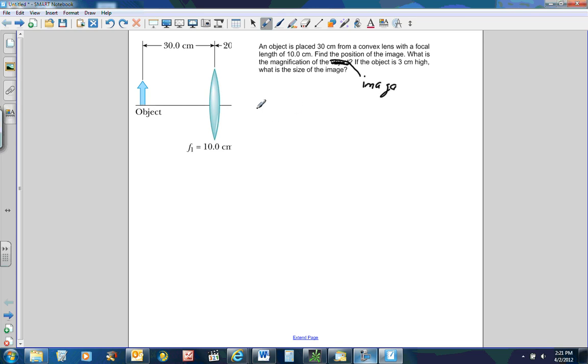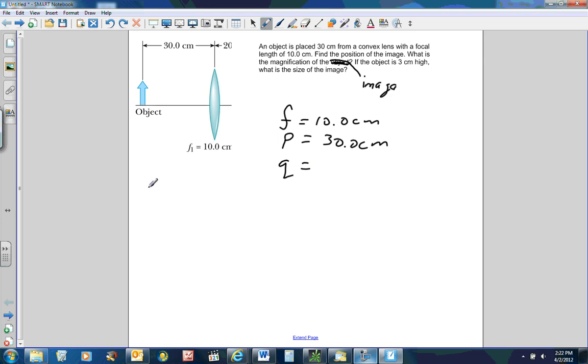All right, so of course this is a convex lens, which is a converging lens. That means F is positive, so it's going to be 10 centimeters. The object distance P is 30 centimeters. P is always positive for us. We're trying to find Q. Now, if Q is positive, it's a real image, and that means upside down. If Q is negative, that is a virtual image. That means upright or right side up.